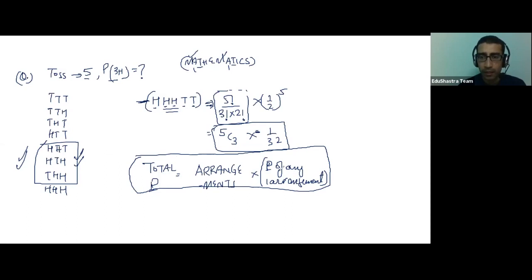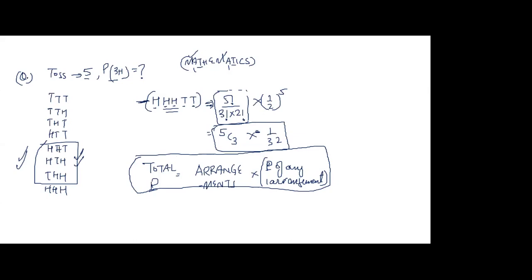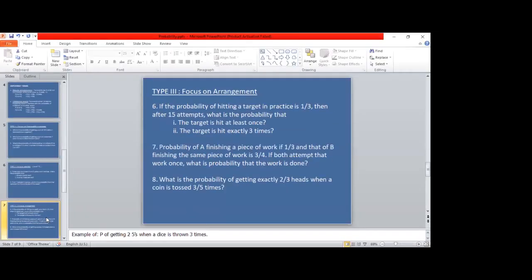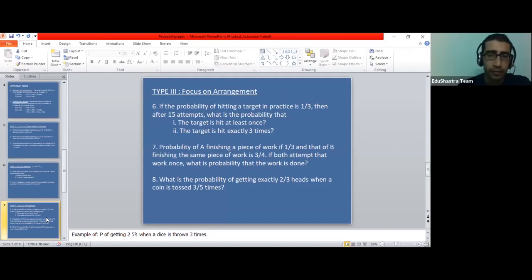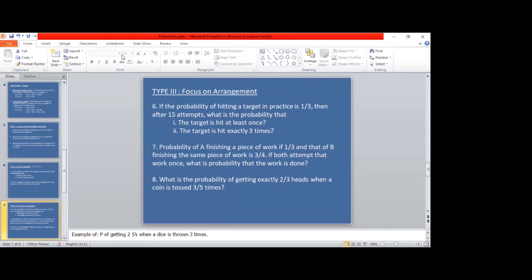Is this clear, guys? So you gave an example when the probability of heads was 1 by 3 and for tails 2 by 3. I think then this will also change, right? No, it won't. It'll be exactly the same. I mean, instead of 1 by 2 raised to the power 5 or whatever, it would be as per the heads and as per the tails.